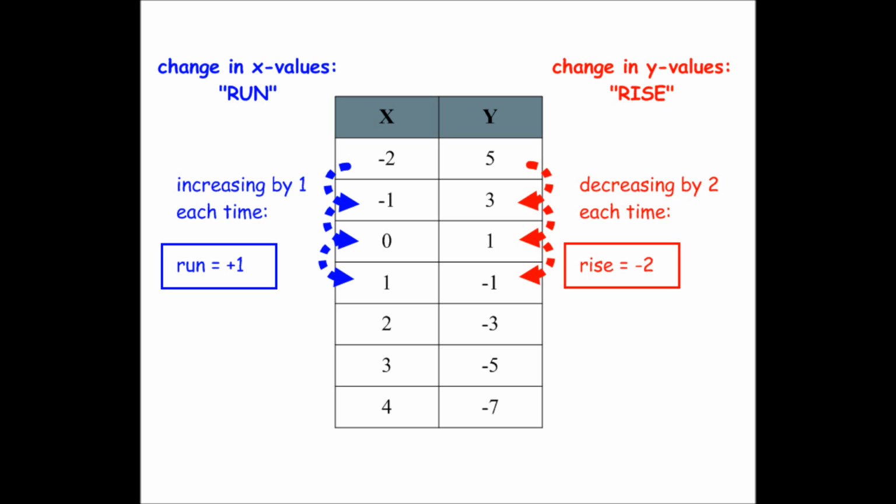In the y column, however, the values are getting smaller. They're decreasing by 2 each time. So the rise is negative 2. We get to each value by subtracting 2 from the previous number.